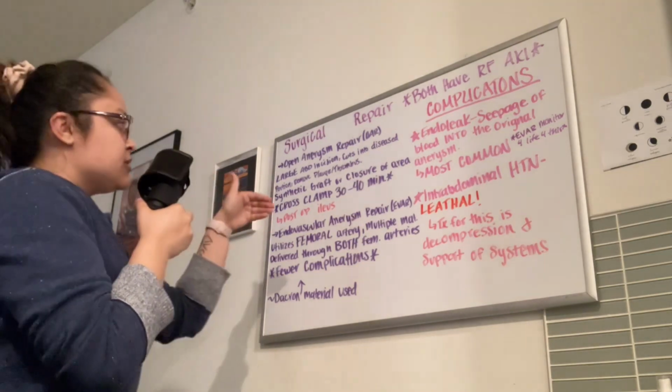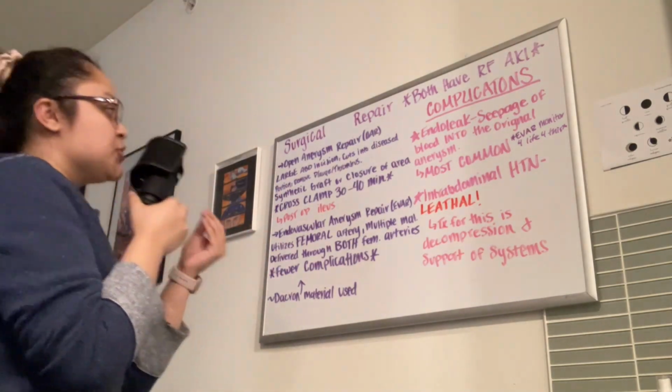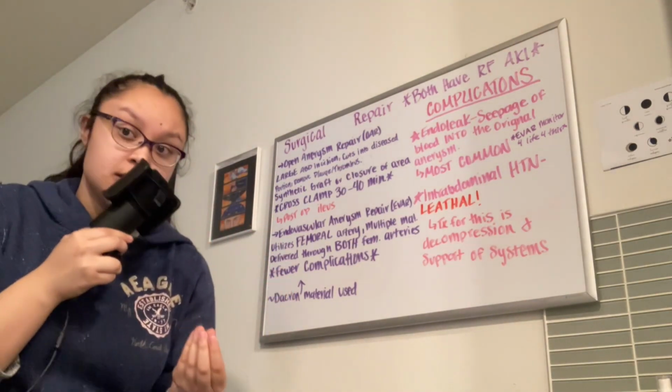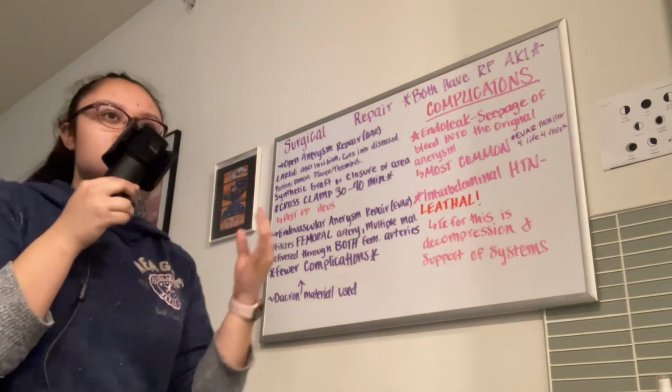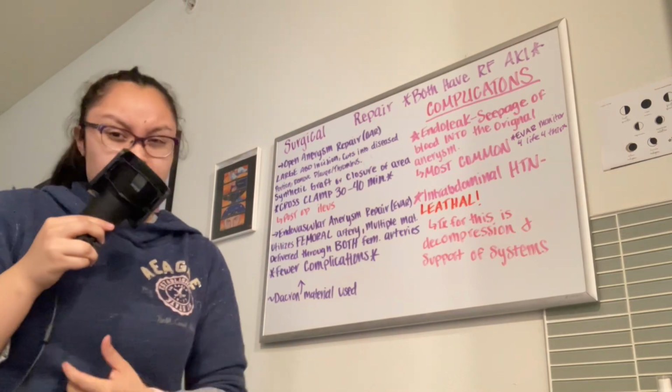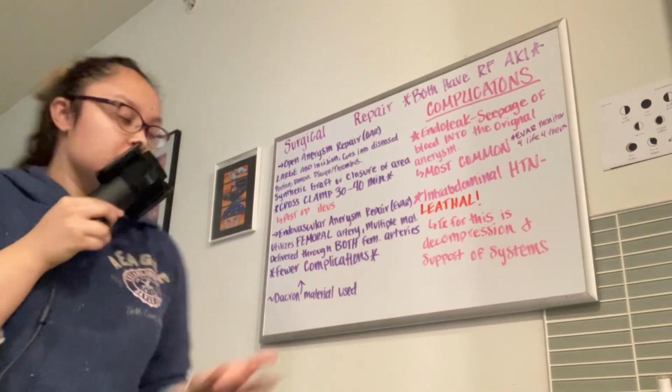Important thing to note about this operation is that it is required to be cross-clamped for 30 to 40 minutes. And a complication that may happen after OAR is post-op ileus, due to the fact that we're manipulating around all the intestines and stuff because we're opening up the abdomen.